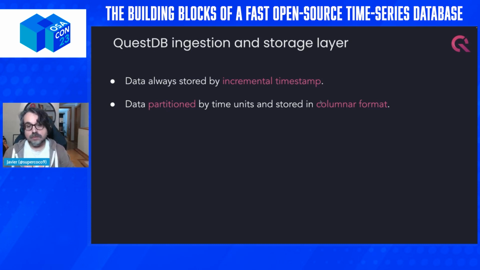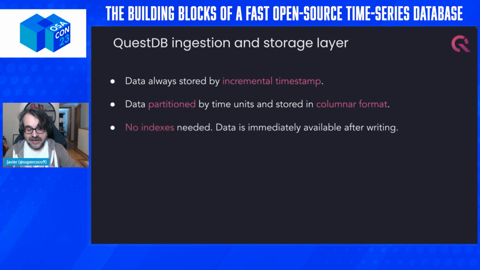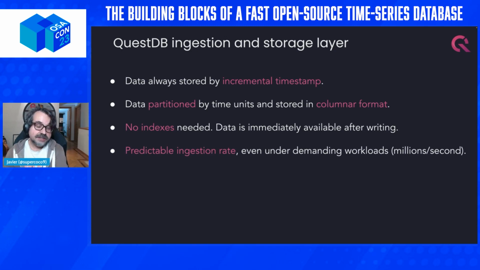Since we store the data in columns, partitioned by time, and the data is incremental, it is very fast for us to locate a particular point in time and then analyze data sequentially, which is the use case for a time series database. That means that, as was the case in the talk by DuckDB before, very often we don't need indexes. We have only one use case for indexes, but most users can work without indexes, and it's faster than actually using indexes. Your data is immediately available after writing, even if it's coming very fast. The ingestion layer is totally separated from the querying layer, so we always have a predictable ingestion rate.